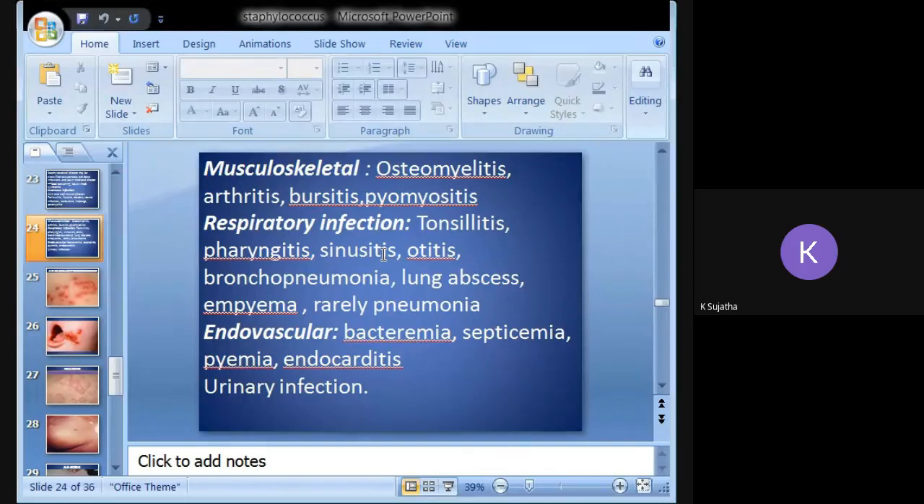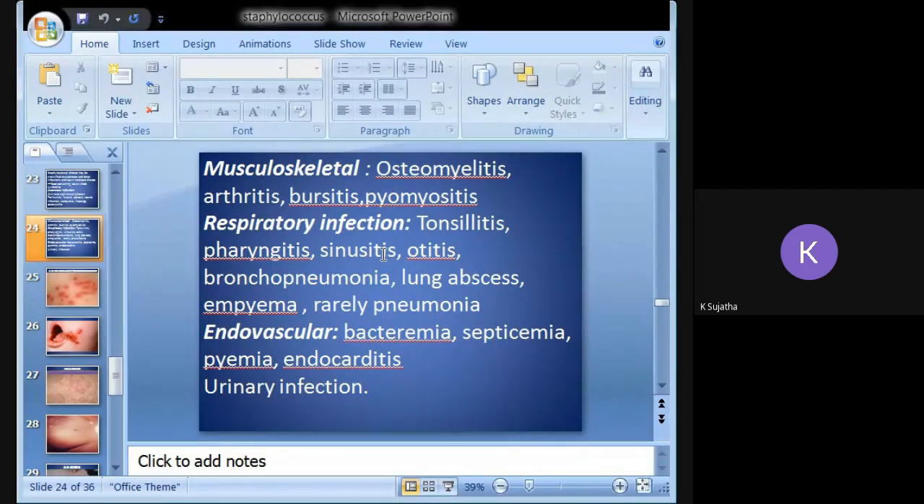Next, how to collect these types of specimens? All specimens should be collected in sterile conditions. Okay, understood? All specimens, pus, sputum, blood, urine, CSF, feces or vomiting, should be collected in sterile containers under aseptic conditions. This is the main point: sterile containers under aseptic conditions.